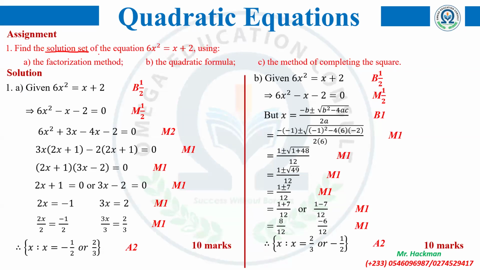After reading the question and underlining the salient part, the first thing that you write is Solution. After solution, when the questions are numbered, we want you to number accordingly and precisely. The major question number here is 1, and the minor question number is A. So you write 1A. After that, you extract what you are given. In this case, I've been given 6x squared is equal to x plus 2, a quadratic equation, but in A, I've been asked to use the factorization method.